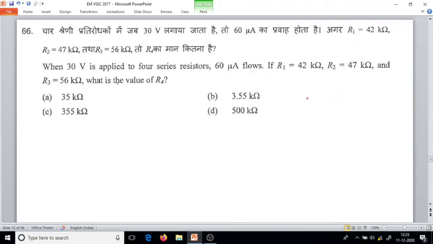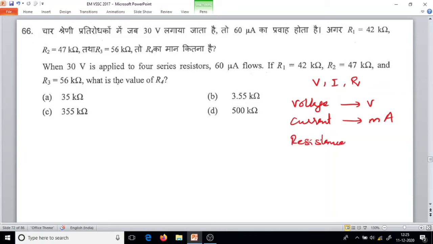Whenever a question has voltage, current, and resistors, first you have to take care of the units. Voltage, always keep it in volts. Next is current, always keep it in milliamps. Next is resistance, always keep it in kilo ohms.